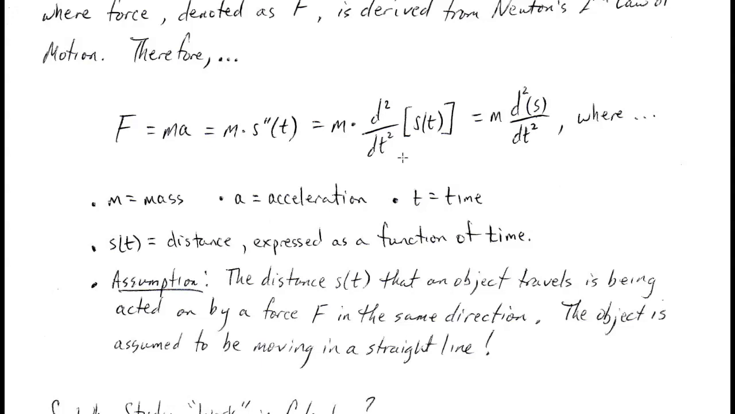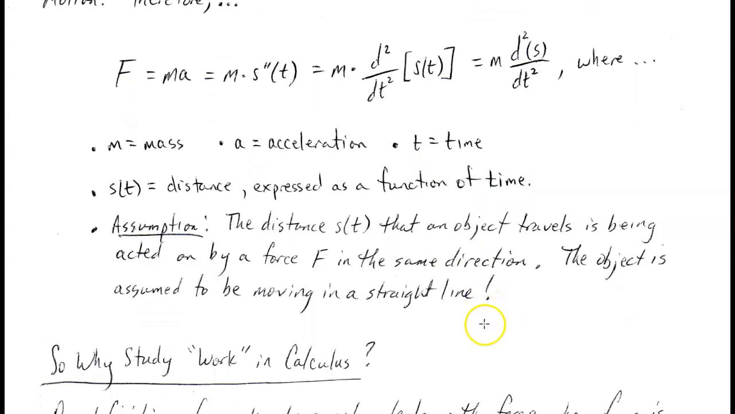Okay. Now, with this particular formula for force, if we were to take this formula and multiply it times the distance, it would be the formula for work. The thing is that we are considering that this distance that's modeled by s(t) of that object is being acted on by a force where that force and the distance are all pointing in the same direction.